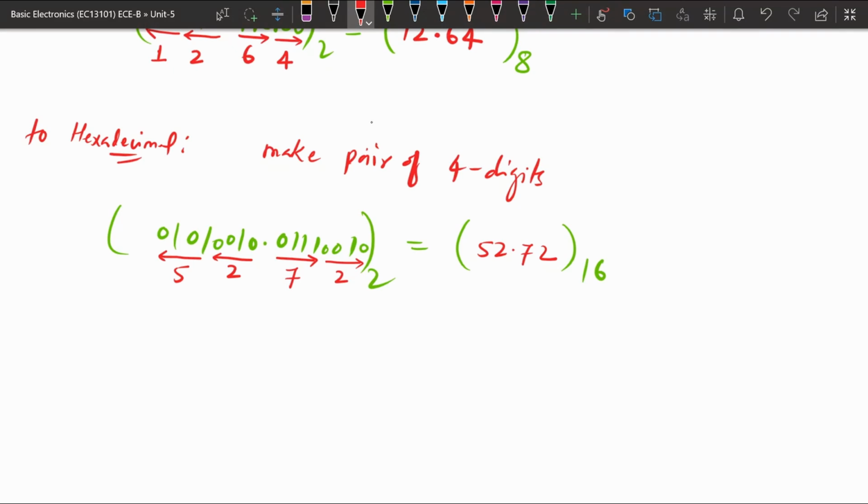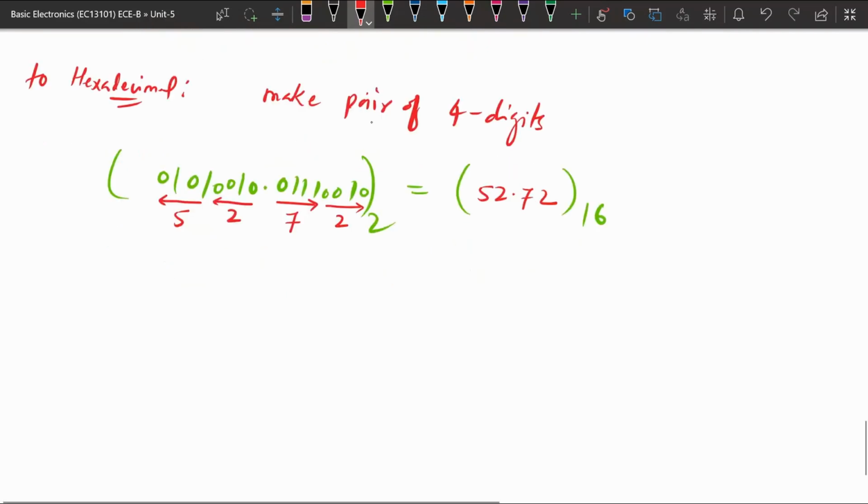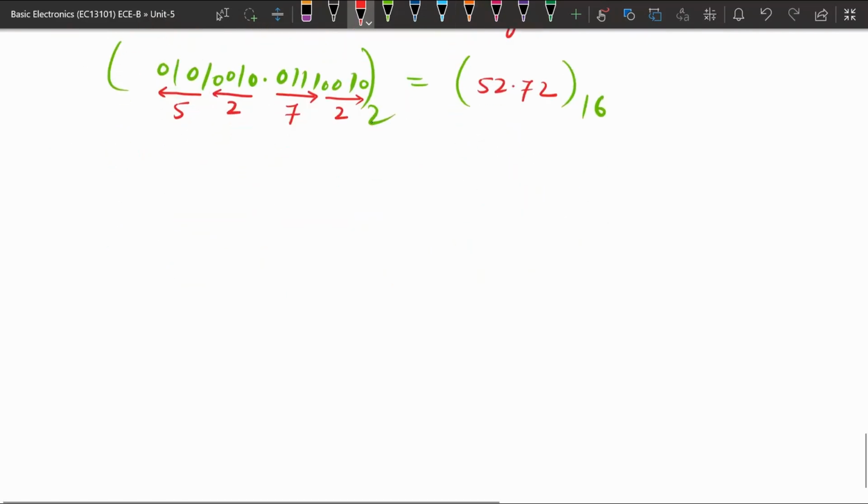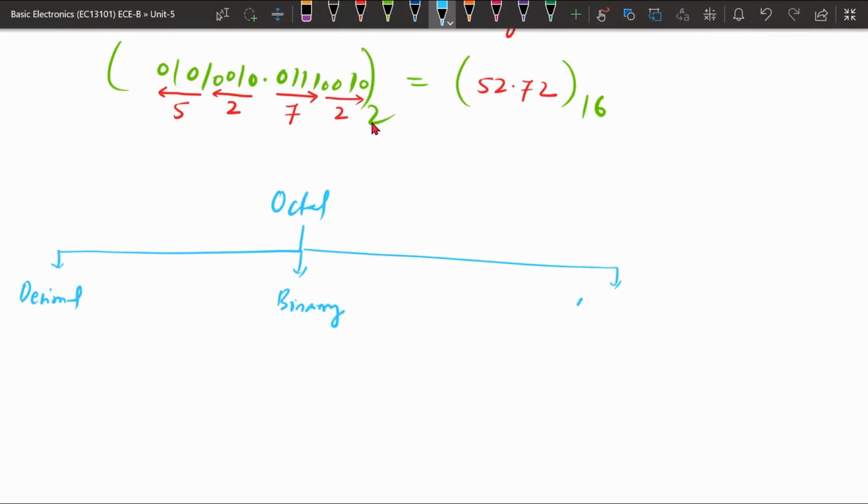Okay, so I hope you have got the point. So next we will see how we can convert an octal number system to its equivalent decimal, binary, and hexadecimal. So to convert an octal into decimal, again we will use the same concept of weights of the digits.